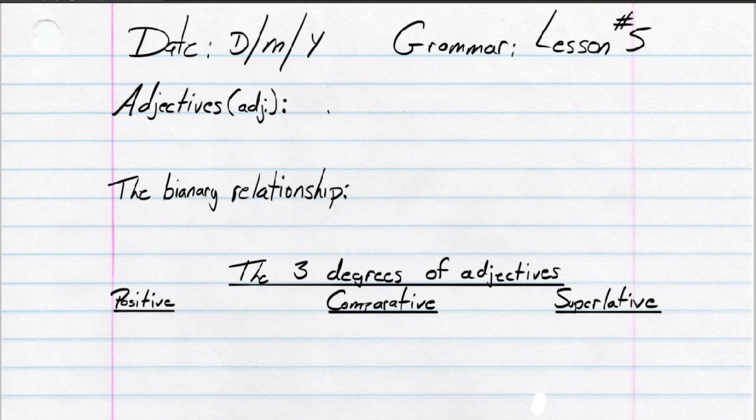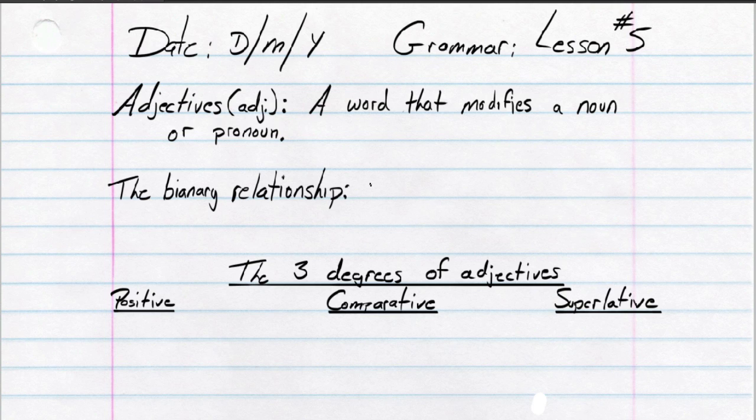First, let's start off with a definition. An adjective is a word that modifies a noun or pronoun. If I'm writing, you should be writing as well. A word that modifies a noun or pronoun. An adjective is a word that modifies a noun or pronoun. That should leave us an extra line in there. We're going to head down to the binary relationship.